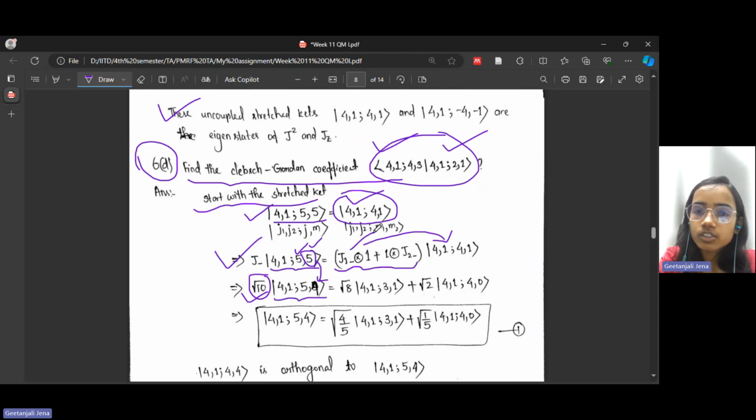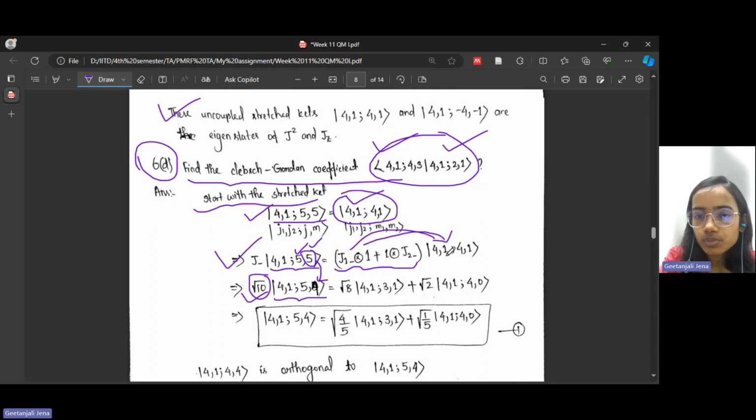J1 will act on the first basis state, and it acts as an identity on the next uncoupled state. For J2, it acts as an identity on the first uncoupled state and acts on the second eigenstate. Okay, so if you do it, what we will get is root over 8.